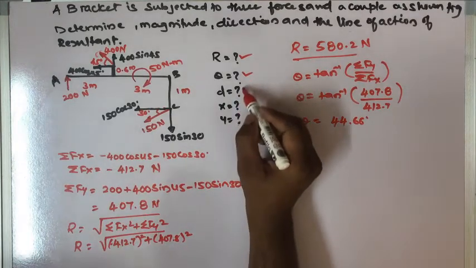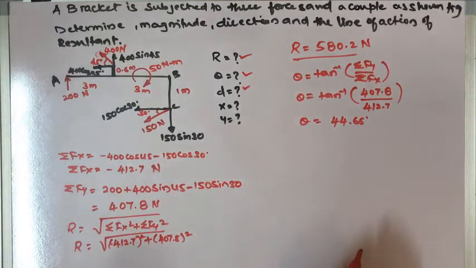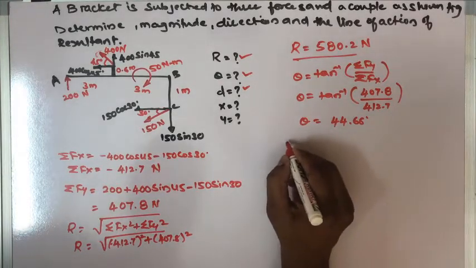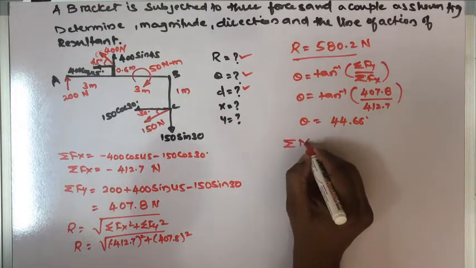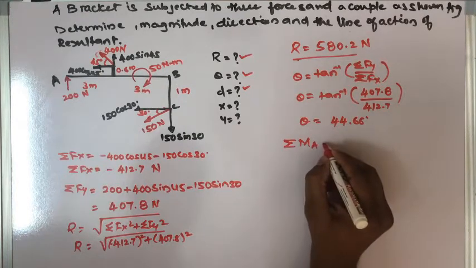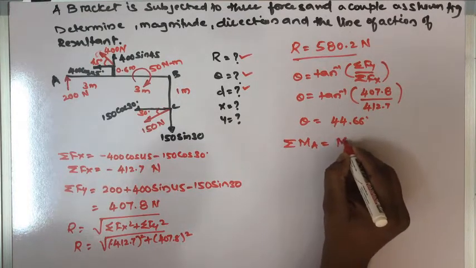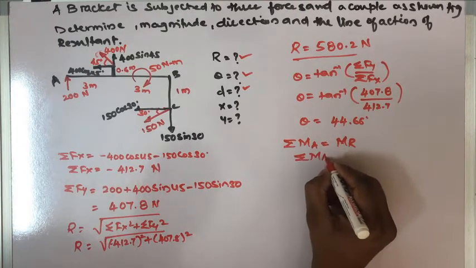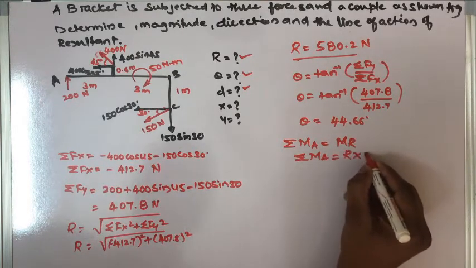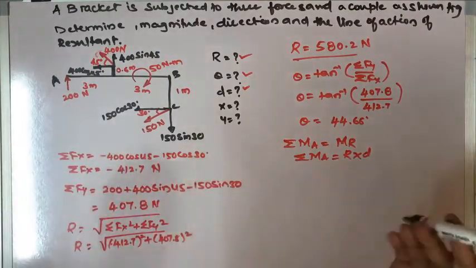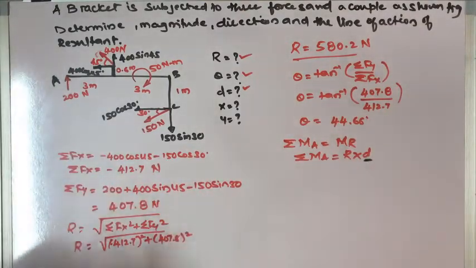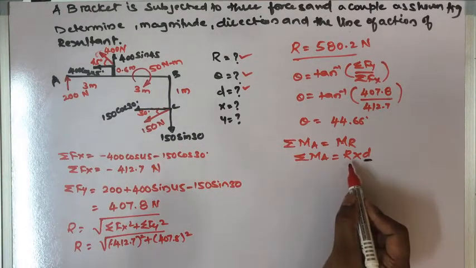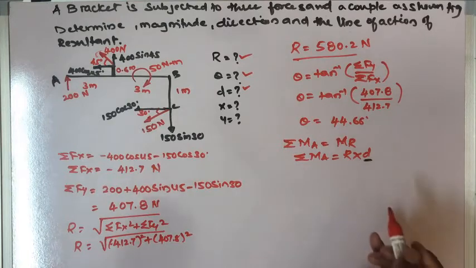Next we have to calculate the d value. For the calculation of d, we need to apply the Varignon's principle, which says that the sum of all the moments at a particular point will be equal to the moment due to the resultant, M R. Which is nothing but summation of M A equal to R into d. With the help of this we can calculate the d value. For the calculation of d, first we should calculate the summation of M A. Already we have the R value, so with the use of that we can calculate d.